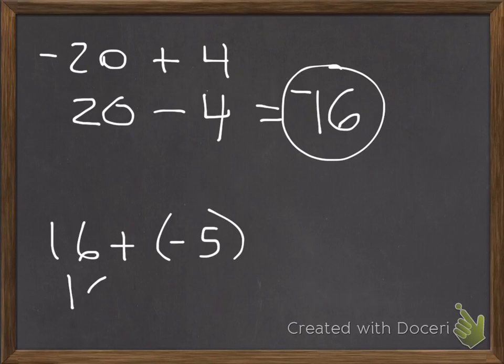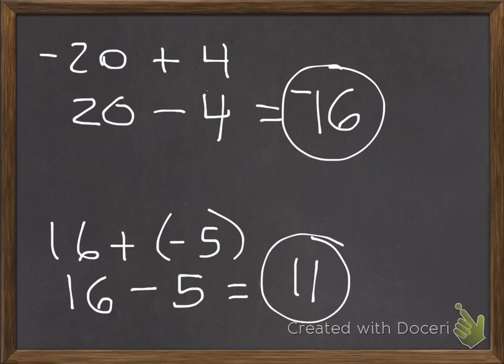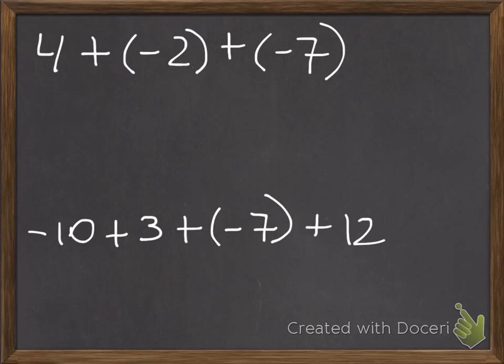And again, the absolute value of 16 is 16, and we subtract from that the absolute value of negative 5, which is 5. That gives us 11. And the higher absolute value sign is positive, so 16 is the higher number. It was positive, so my answer is positive.